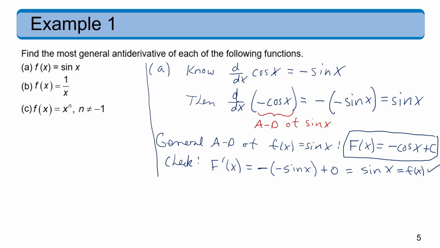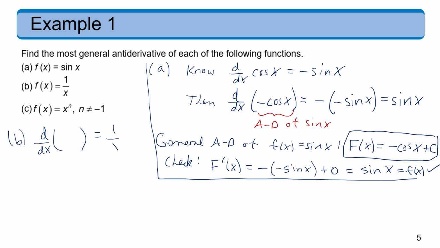Okay, let's go to b. So we're trying to find a function whose derivative, right, the question is what to put in there, equals 1 over x. So you might remember a formula that says the derivative of the natural log function, ln of x, is equal to 1 over x. So that tells us this is an antiderivative of 1 over x.